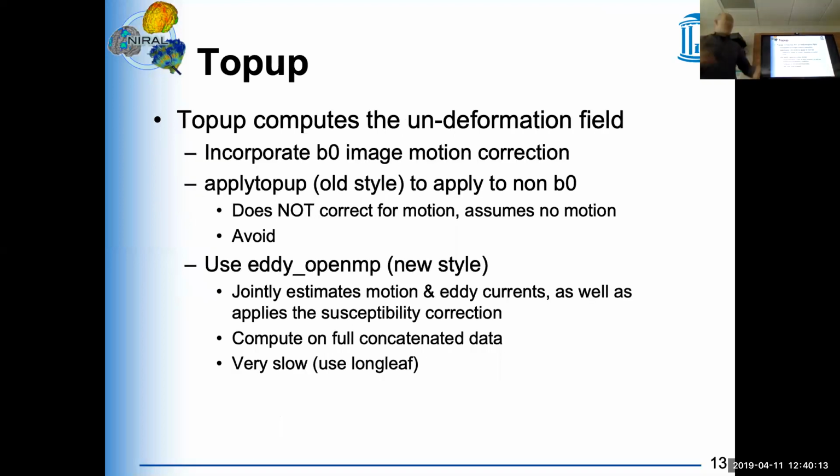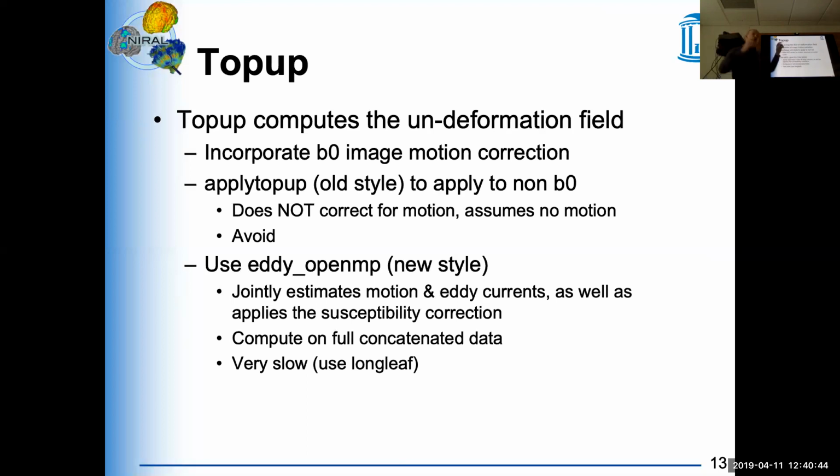So then TopUp computes this undeformation field. It's not really a deformation field, it's to undeform the data. There is an alternative where you can compute a field map, and from that field map compute the undeformation field. FSL has means to do that. I'm not going to talk about that here because it's something we don't use often. If you have data like this, it's really better to run TopUp.